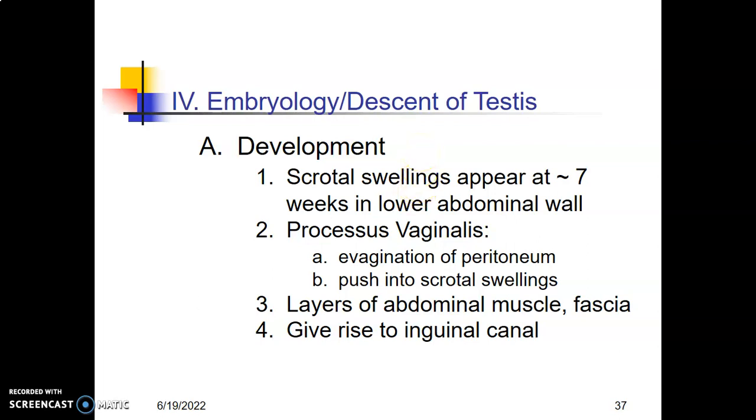Now we are going to briefly discuss how testicular descent occurs developmentally. So the testes develop in the abdomen, but eventually they descend into the scrotum. The scrotal swelling will appear at 7 weeks in the lower wall. We have the processus vaginalis, which is just an evagination of the peritoneum. The processus vaginalis will evaginate from the peritoneum and push into the swellings. And you have the abdominal muscle and fascia forming the cover of the spermatic cord, and also the abdominal muscles giving rise to the inguinal canal. So all this happens during development.